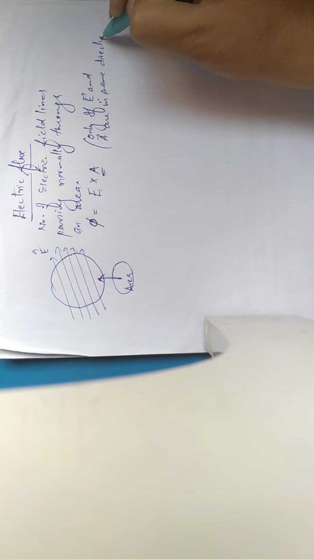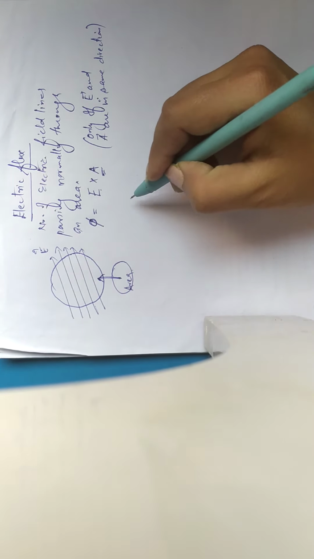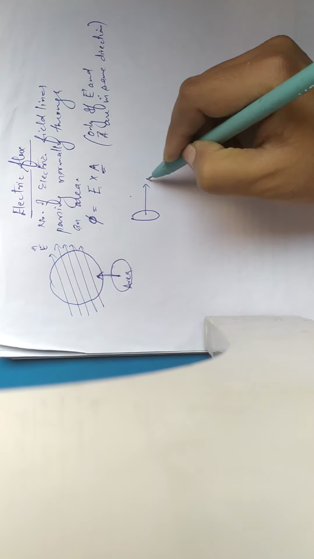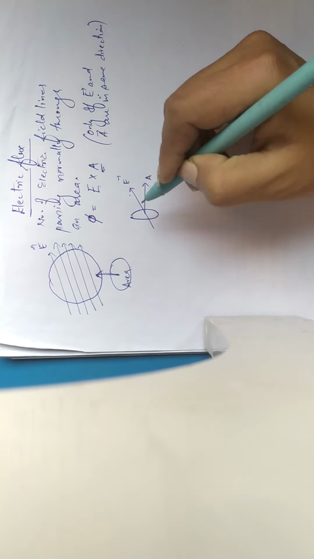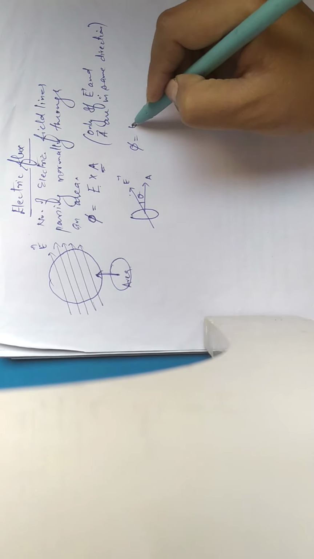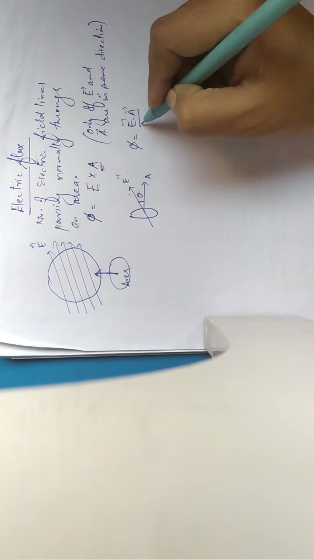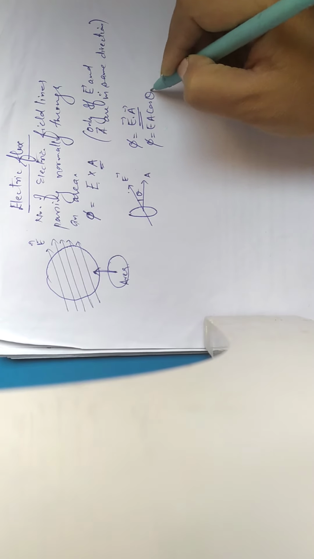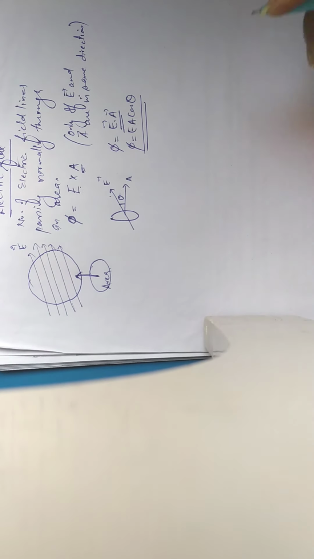So E into A, only if the electric field and area are in the same direction. And if the area and electric field are at a certain angle, suppose this is the area vector, but the electric field is in this direction, so it is making an angle theta. In this case, flux is given by E vector dot A vector, the dot product of E and A, or we can write it as E A cos theta. This is the flux.